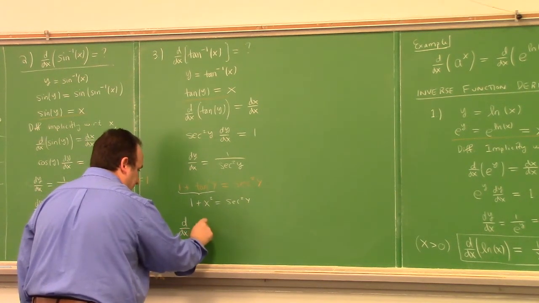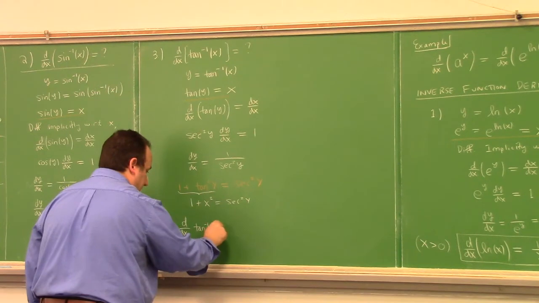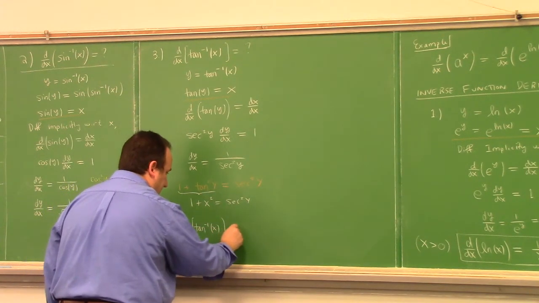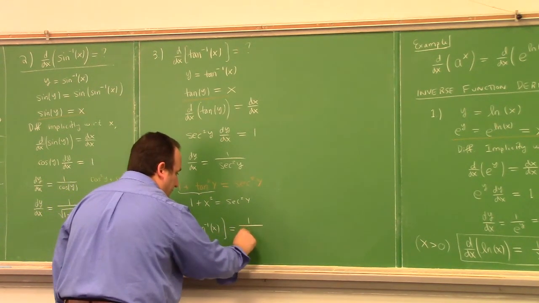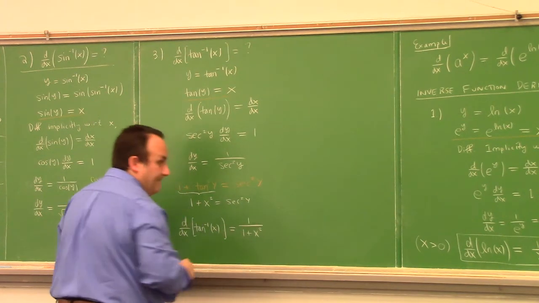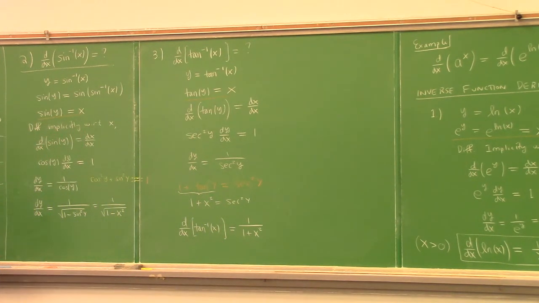The derivative of inverse tangent of x is equal to 1 over 1 plus x squared. There you go. Another trophy to hang on our wall here. Inverse tangent of x is 1 over 1 plus x squared. The derivative of inverse tangent is 1 over 1 plus x squared.